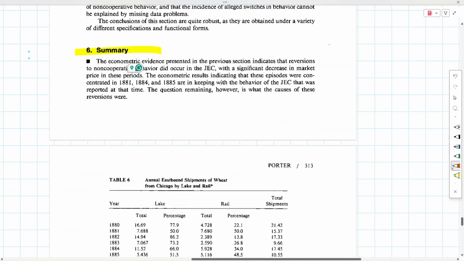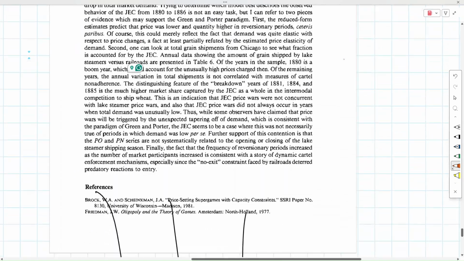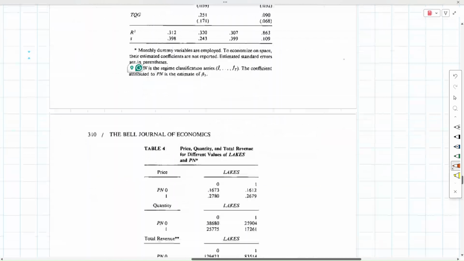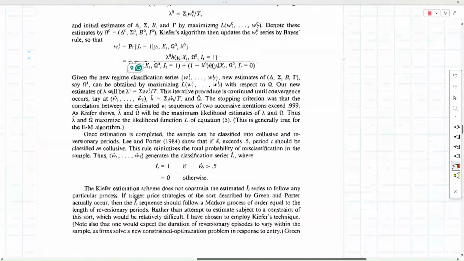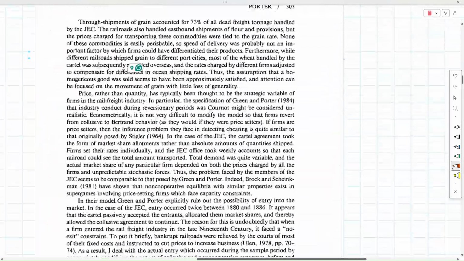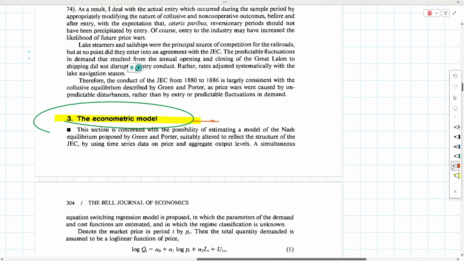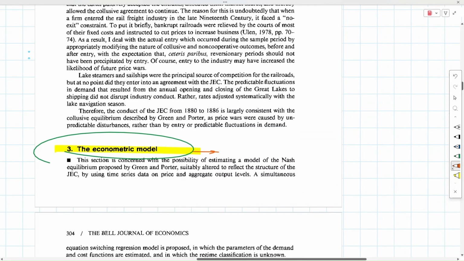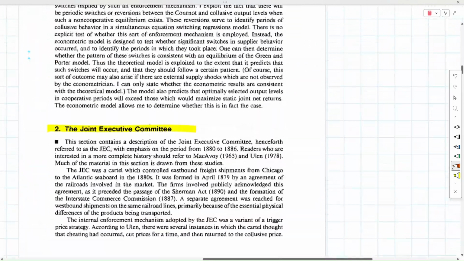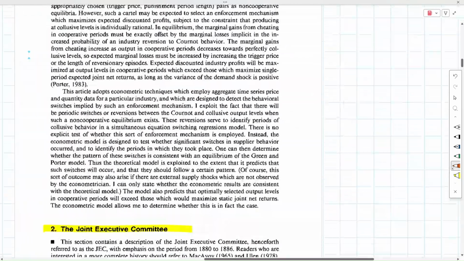So you move on to the summary and you start making very light notes of the paper. Now the next thing that you do is, particularly because it's an empirical paper, I would postpone the econometric model for the last. So the third section is what is going to be the last section of the paper.